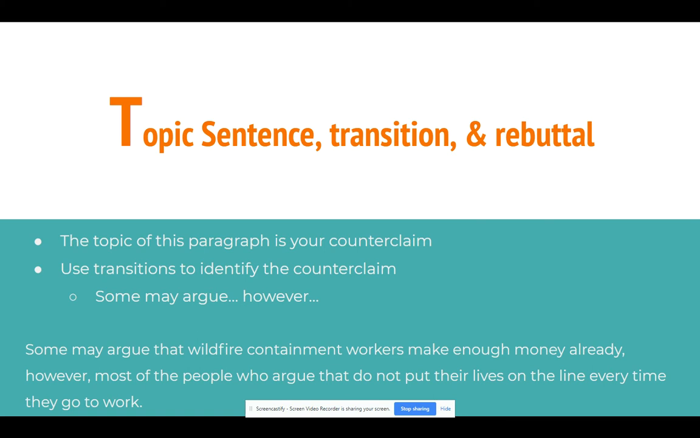Remember, my claim for this argument is that wildfire containment workers should make more money. But these other people, they would argue the opposite. So they're saying that wildfire containment workers make enough money already. So now I have to say why that's not true. I have to say why they are wrong. And they're wrong because these people do not put their lives on the line when they go to work, and wildfire containment workers do. So that's my rebuttal to their counterclaim.